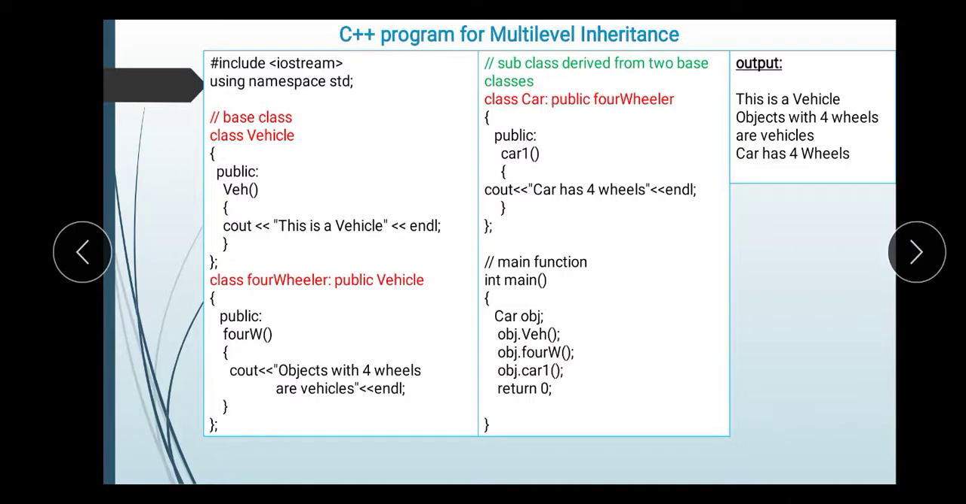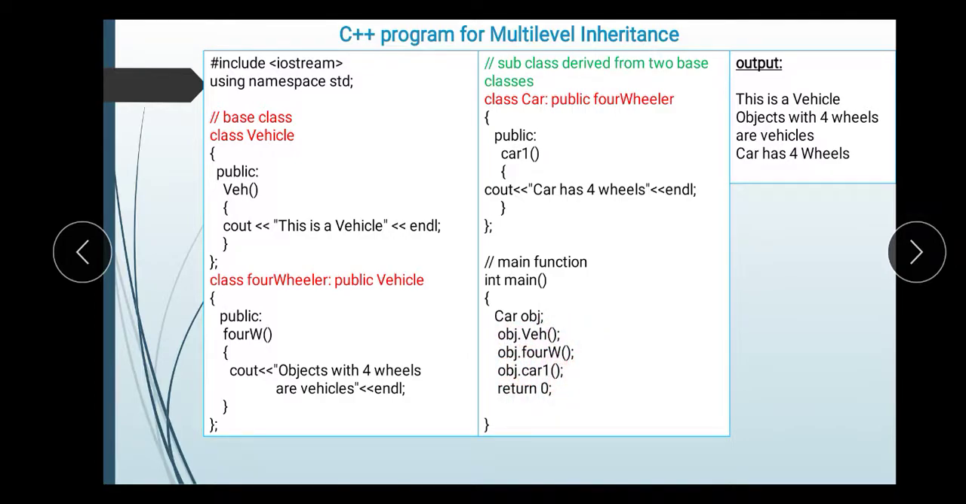Now we have another derived class, Car, which is derived from the class FourWheeler. It inherits the FourWheeler class publicly and has only one member function, which displays "Car has four wheels". Now here we are creating the object of the second derived class, that is the class Car object, and through this object we can access the member function of the base class Vehicle, the member function of the class FourWheeler, as well as its own member function, that is car.